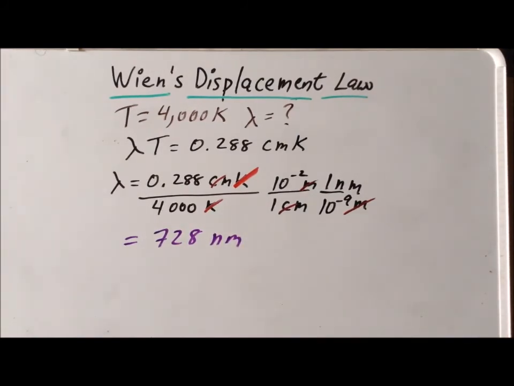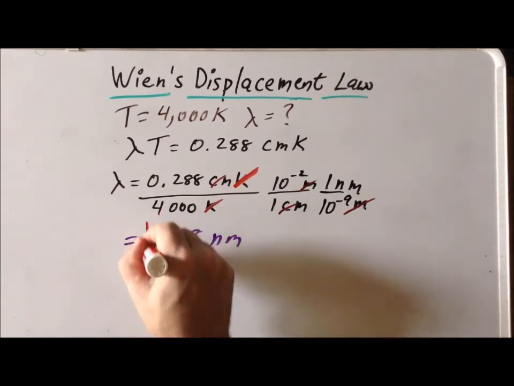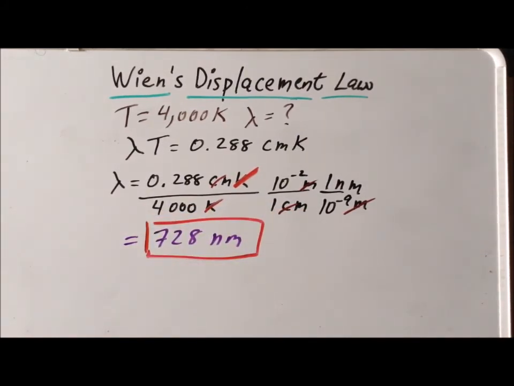So what that means is if we have an object, perhaps a star, and the temperature is 4,000 degrees, light will be emitted over a range of wavelengths, but the maximum output of light will be at a wavelength of 728 nanometers.